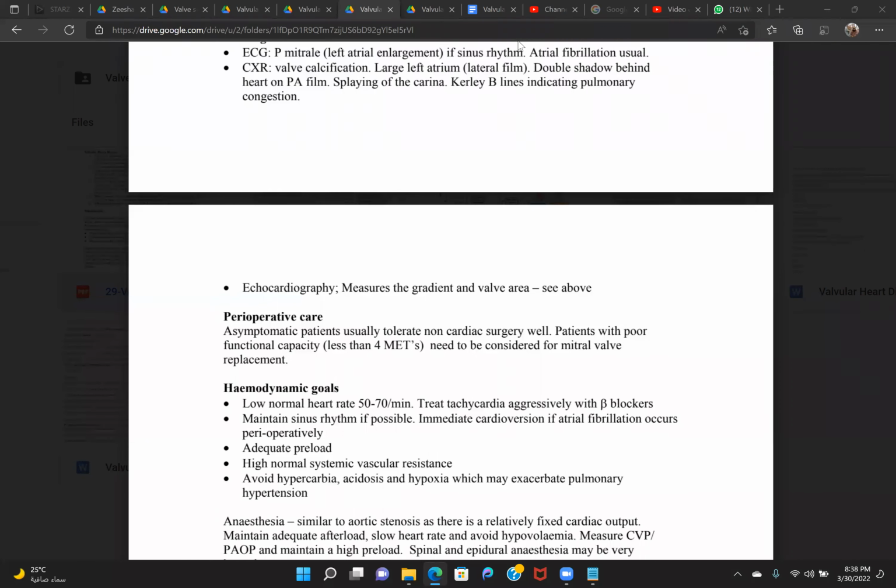Sir, the top choice, the most priority choice, will be GA in stenotic lesions. Why? Sir, because of slow and tight. In spinal anesthesia, the SVR will be decreased, sir. That's why we will go for GA, sir.